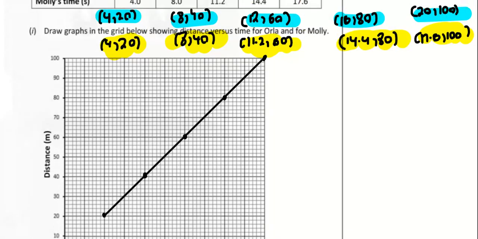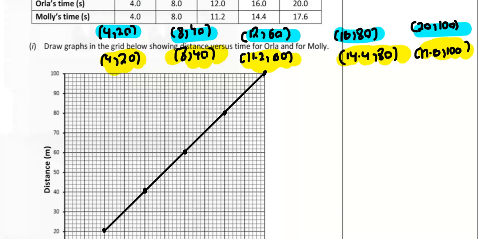Now, the points given, you could draw it like this, no bother. You could be excused for going back to 0-0, because they both started off at 0 seconds and 0 meters in a 100-meter race. So you would be excused for doing that if you want, but I'm just going to stick to the points they gave me in the table. Next thing we're going to do is Molly's time.